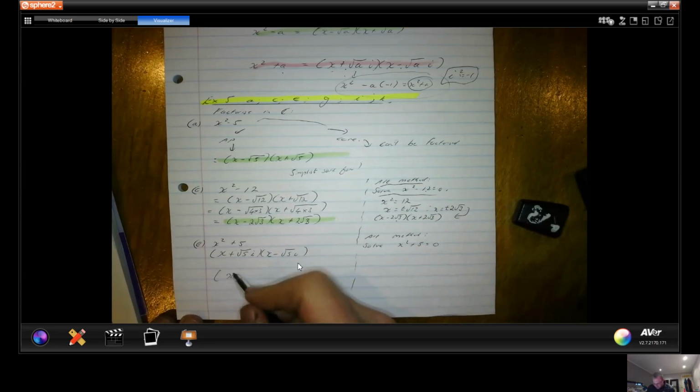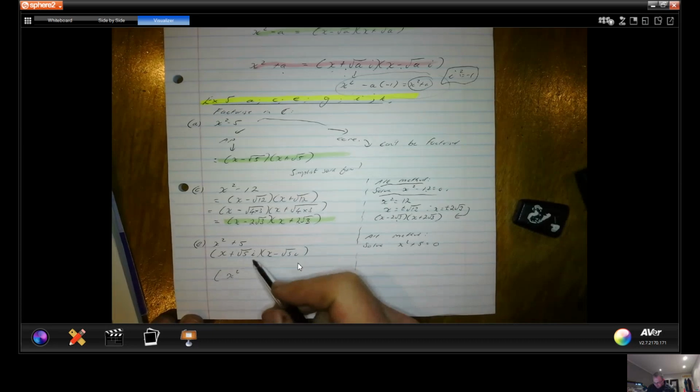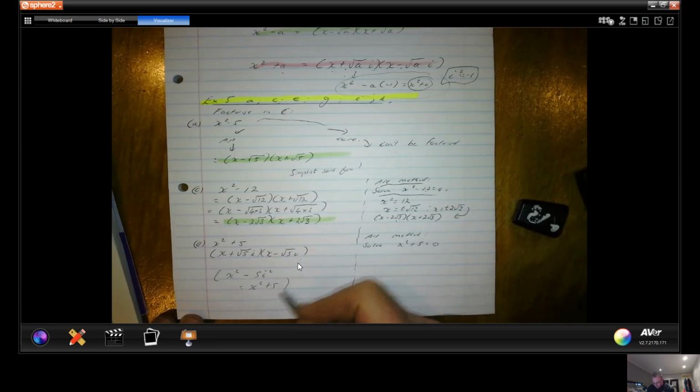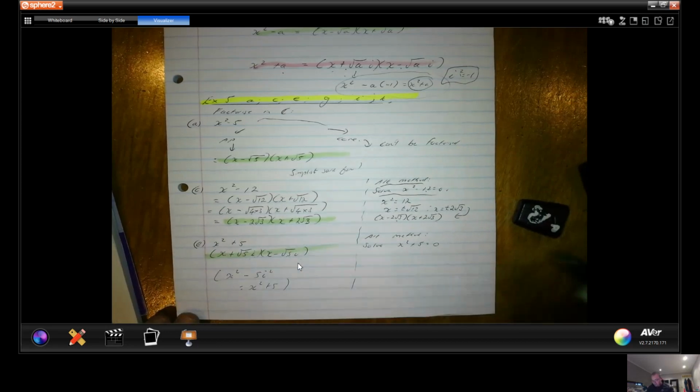x times x is x squared. Those two are going to cancel. And then you're going to be left with minus, well, root 5 times root 5 is 5, and i times i is i squared, which is negative 1. So minus 5 times i squared gives you x squared plus 5. So x squared plus 5 factorizes to x plus root 5 i, x minus root 5 i.